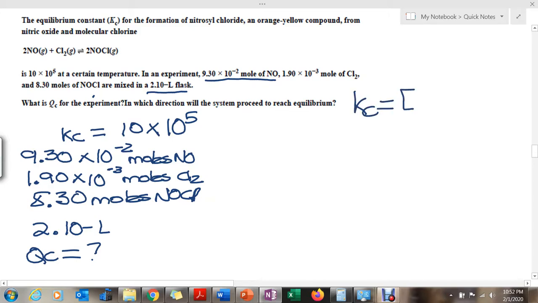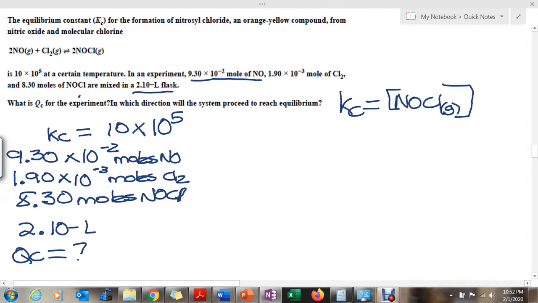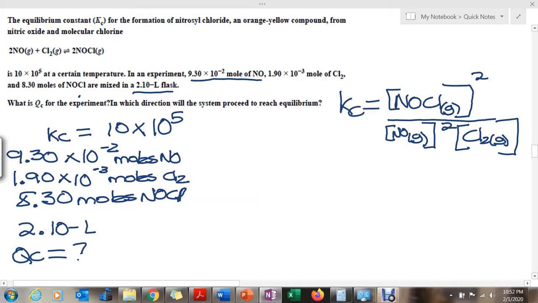Write your equilibrium expression. It's the concentration of NOCl gas, squared since it's the product, divided by the concentration of NO gas squared, and then the concentration of Cl2 gas, and not squared. Okay, so you need the concentrations.